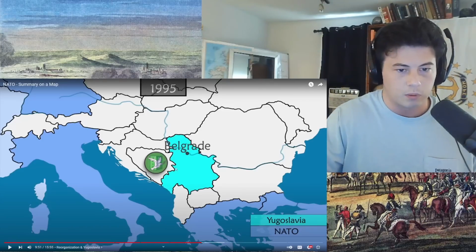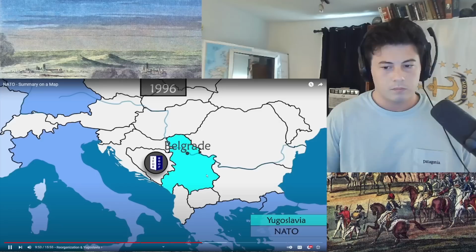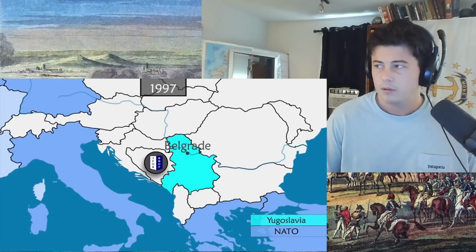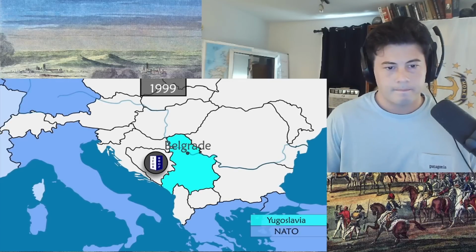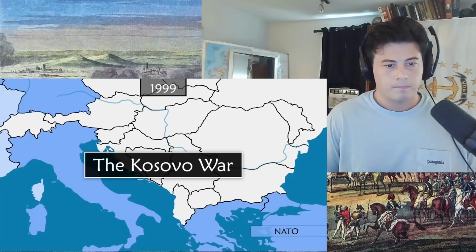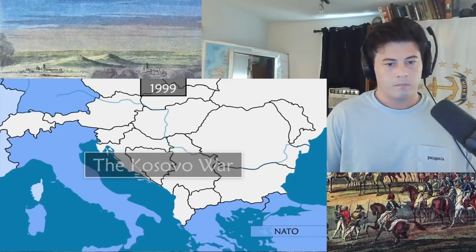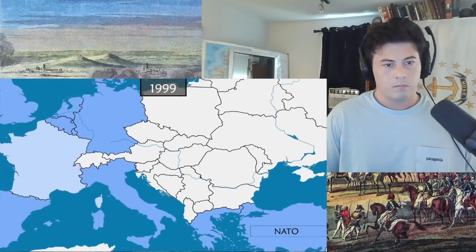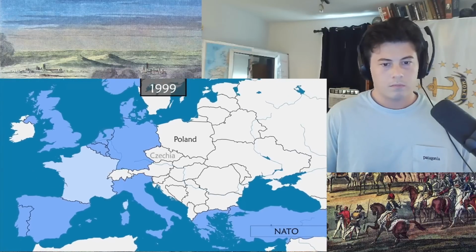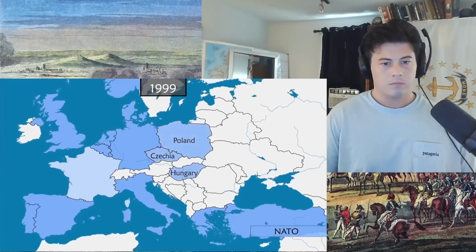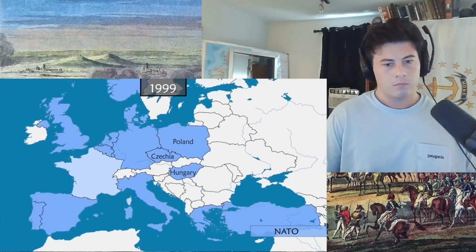An international peacekeeping force under NATO command is then established to ensure peace. After years of meetings and talks, Poland, the Czech Republic, and Hungary joined NATO on March 12, 1999.